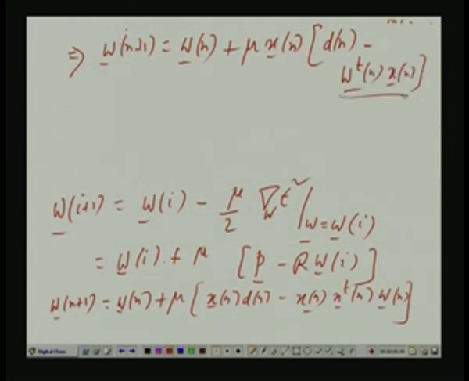And what is w transpose n x n? At any index n, w transpose n gives the filter coefficients w 0, w 1 up to w L. They multiply the elements of x n vector. So, what you get here is the corresponding filter output y n at index n, and d n minus y n is error e n. So, that gives you this algorithm.